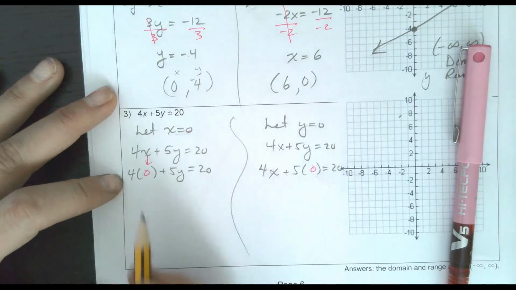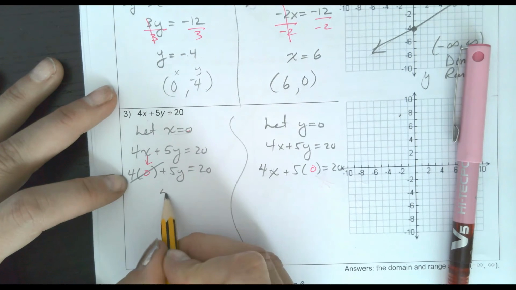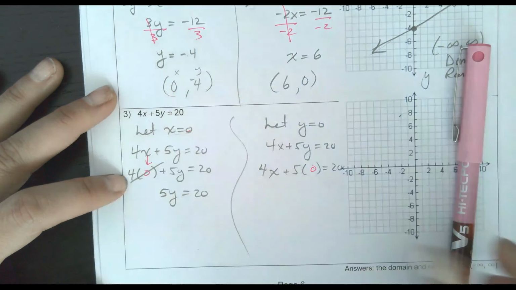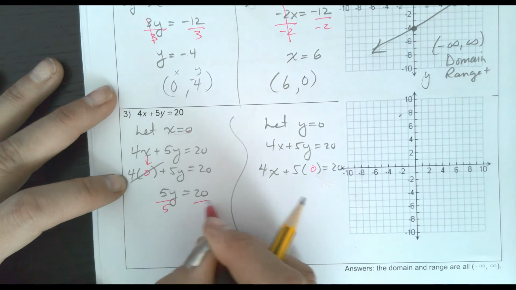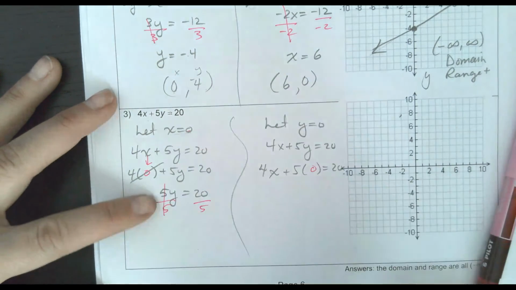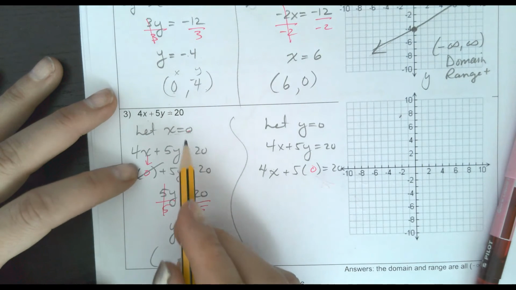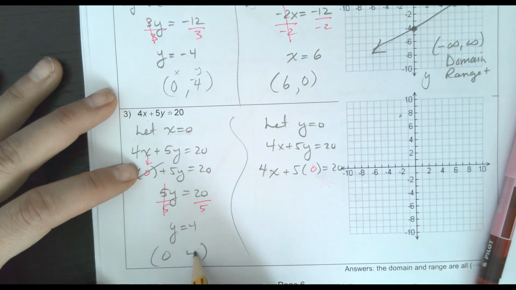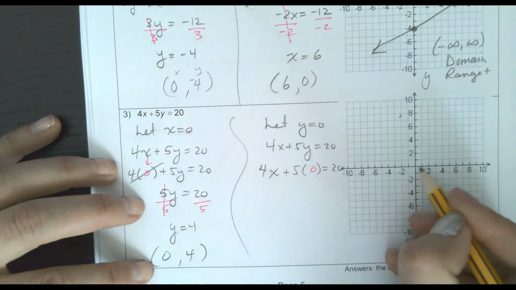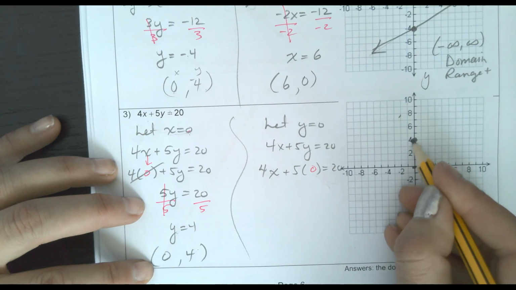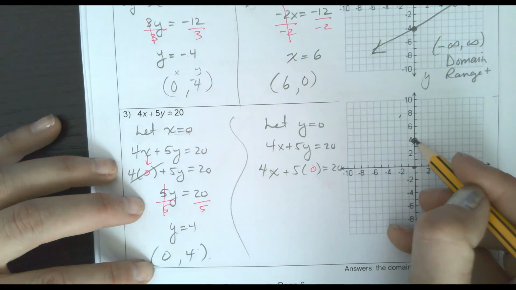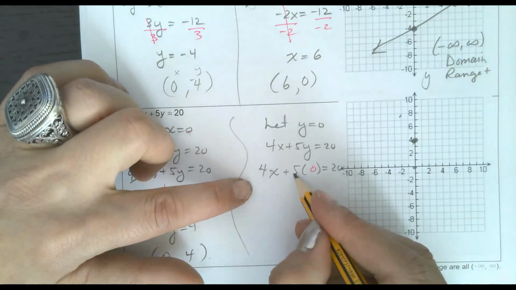So now we're going to solve. 4 times 0 is 0. So I have to get rid of my 5. I do same over same. That's 1. So y equals 4. So now if x is 0, y is 4. So there is the y-intercept. So now that's 0.